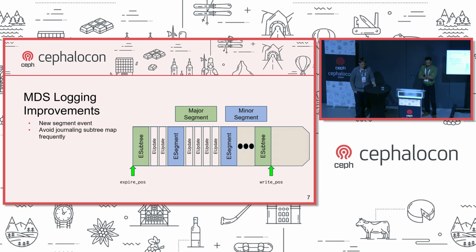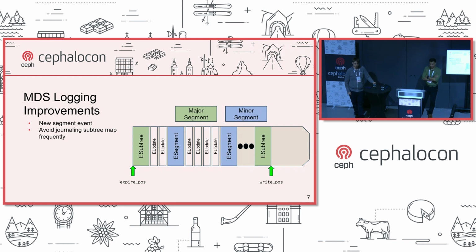And the MDS logically divides the journal into segments, and each segment begins with a particular type of what we call an event. And that is the subtree map, which contains all the metadata necessary to construct the subtree map when the MDS boots. And the MDS operates with the constraint that whenever it's reading the journal, the first event that it has to read is the subtree map. Otherwise, it doesn't know how to start.